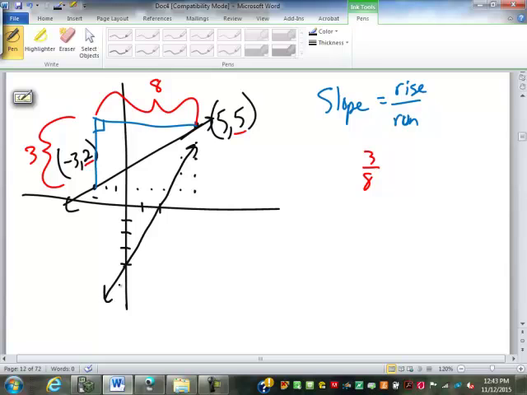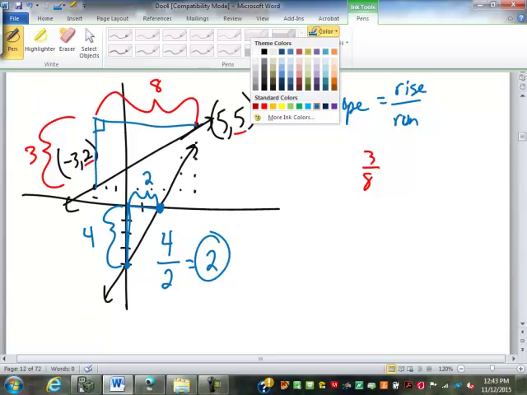So how about this line? What's the rise? Now what we have to do is we have to find 2 coordinate points here. Since this crosses the axis at coordinate points, we can just use those points. How far does it rise? 4. How far does it run? 2. So this is a slope of rise over run, 4 over 2, which is 2. So you gotta be careful not to flip it.